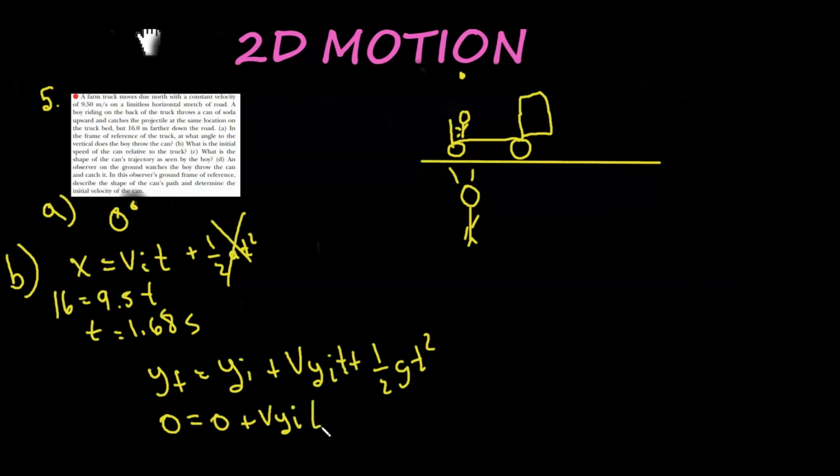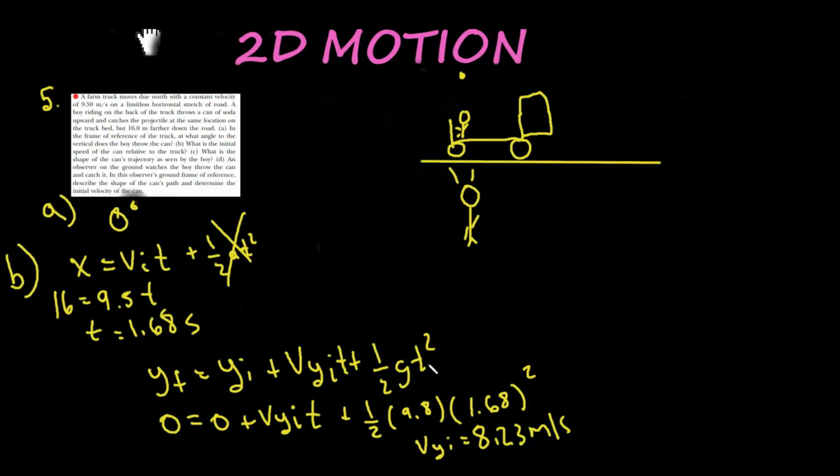vy t, and plus 1/2, 9.8. And we're given the time, we found it, 1.68 squared. If you solve for this, you get that vy initial is 8.23 meters per second. So that's the initial velocity of the can relative to the truck. So let's go on to question C.